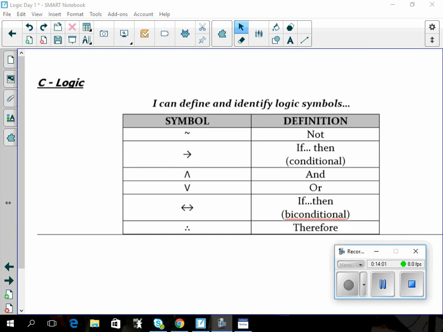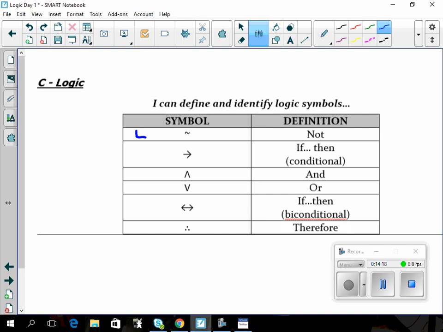It doesn't mean similar in geometry, does it? So it means the word not. Sometimes you will see it written like this. Okay? But for SOL purposes, it will be a squiggle. Okay?